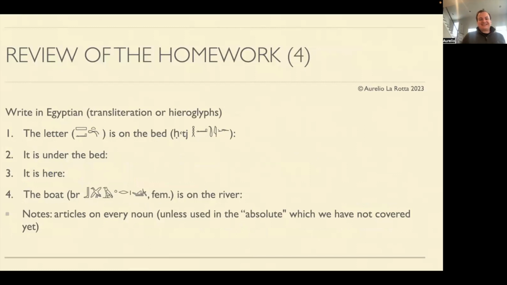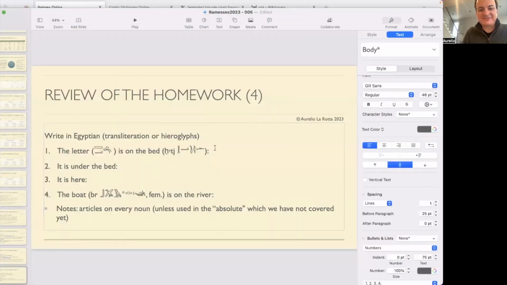All right, and the last one, that's always the trickiest one. Let's go from English to Egyptian. I had 4 examples there, and I think you guys did well, those who sent the homework in at least. So if I could get those real quick. First one was the letter is on the bed. I did not give you the gender of the letter and the bed, but does anybody want to take a guess?